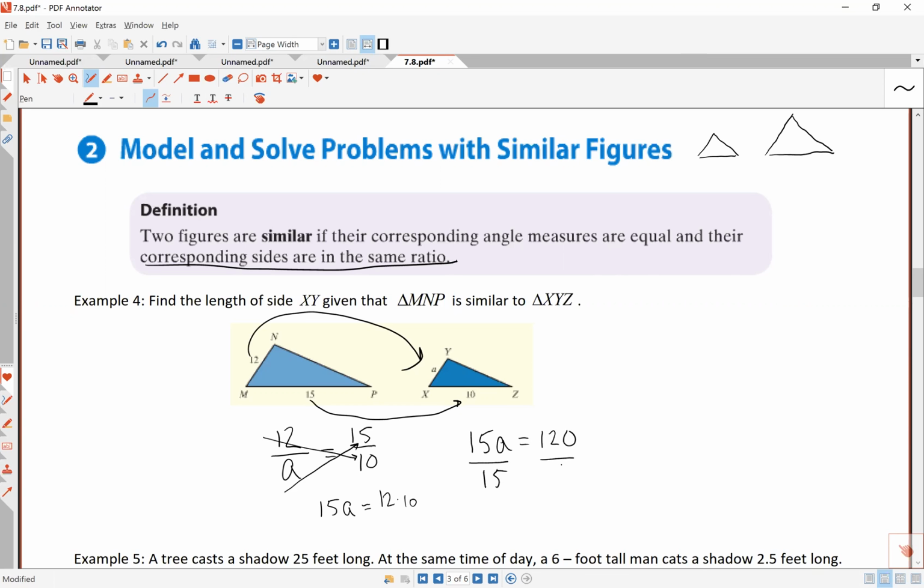So we divide both sides by 15 and get A is equal to 120 over 15. Looks like they're both divisible by 5, which gives us 3, and 5 goes into 120 24 times, and 3 goes into 24 eight times. So A is equal to 8, or the length of XY is 8.